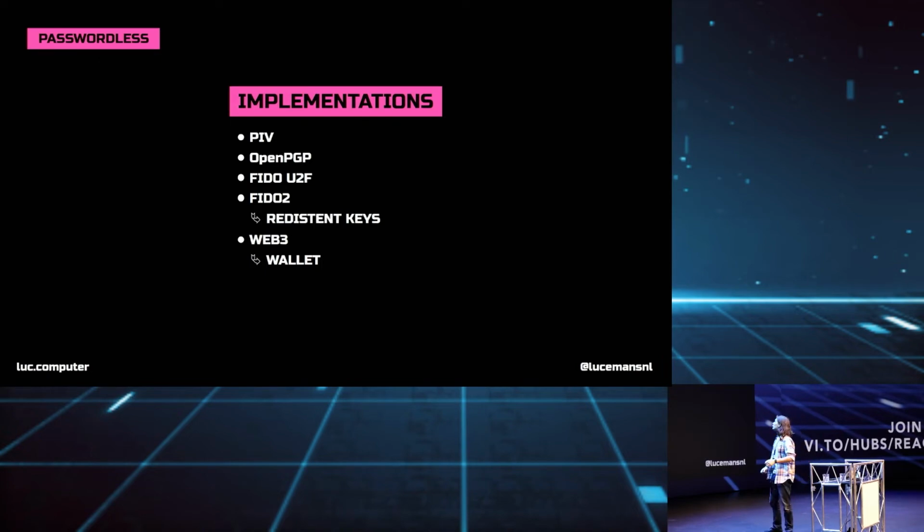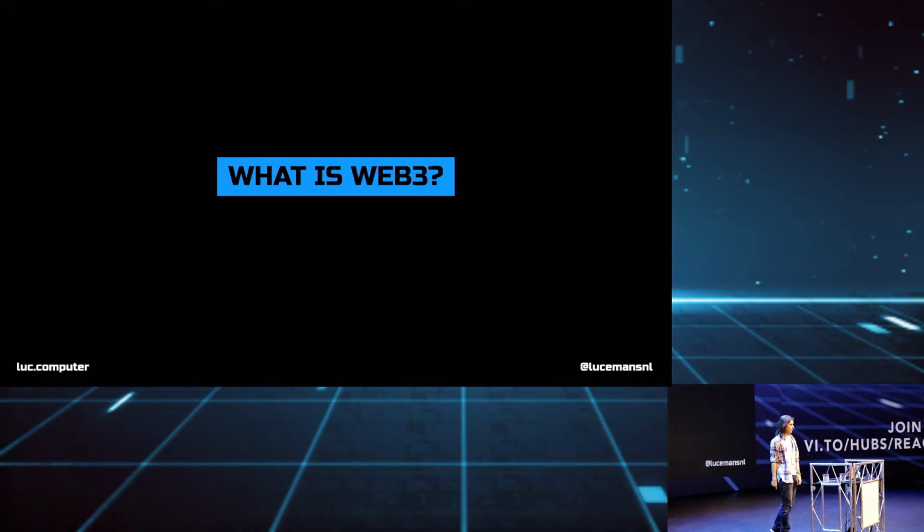So I see you looking at this list, and you go PIV, OpenPGP, Fido U2F, Fido 2, resident keys, what the hell are all these things? So what is Web3, right?